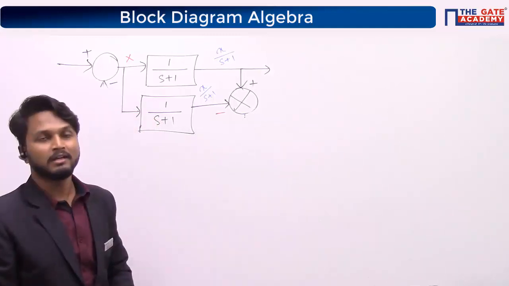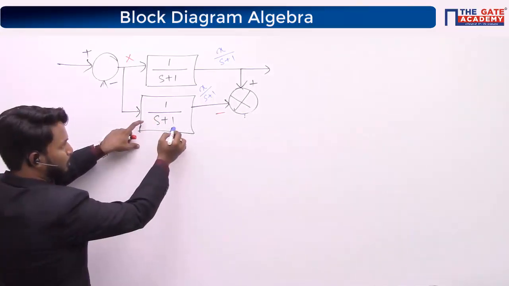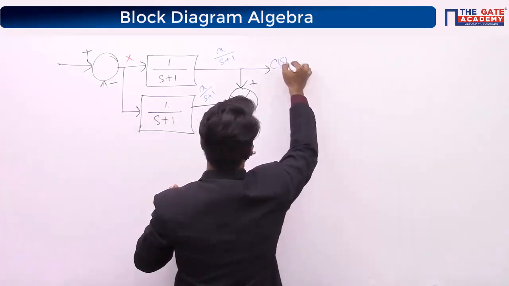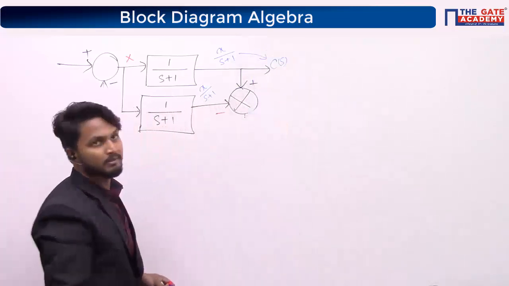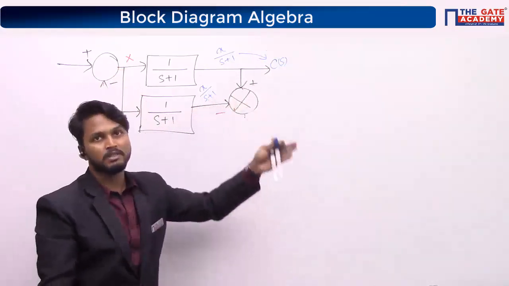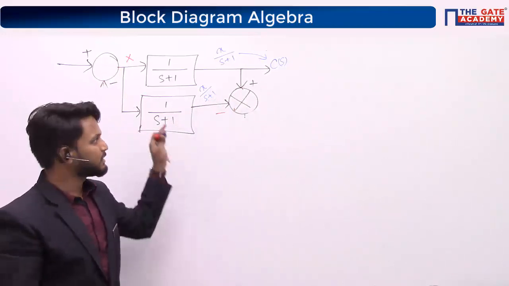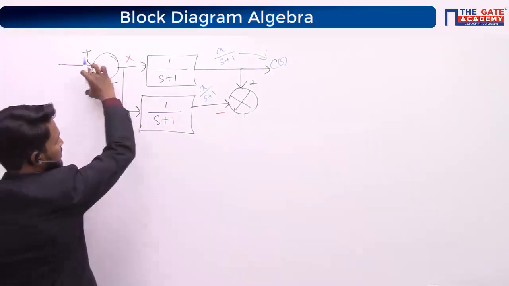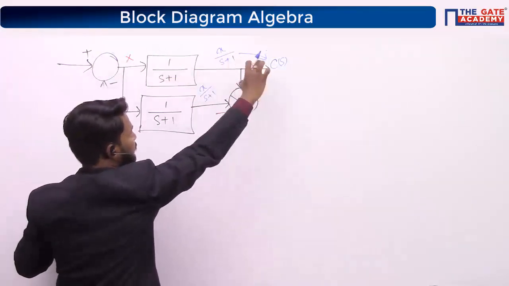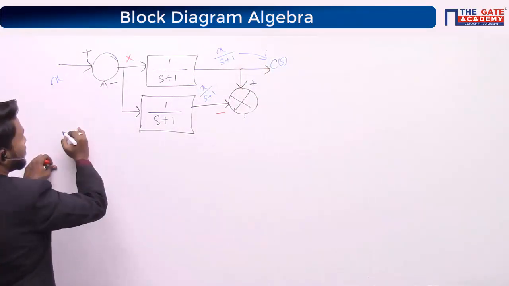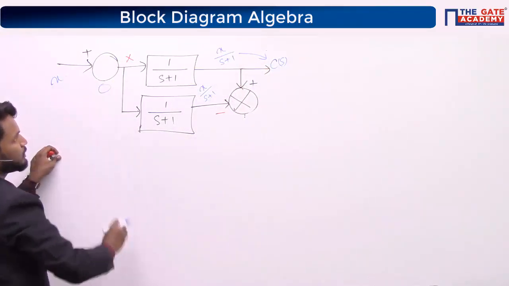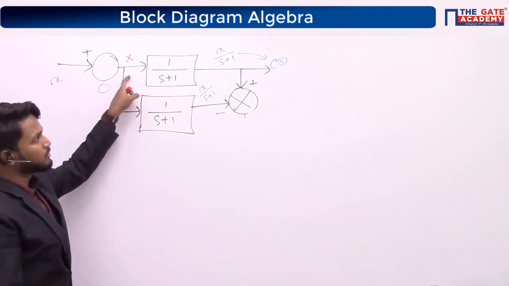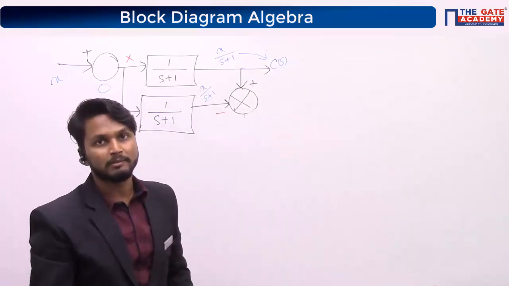What is left? See, this block has no connection with the output, right? This is the output, C of S. This block has no connection with the output, so it has no effect on the output. The only block which is affecting the output is what? This straightforward path. If you are feeding X here, you are getting 0 feedback here, which means X is straight away forwarded to here. So output is X divided by S plus 1.